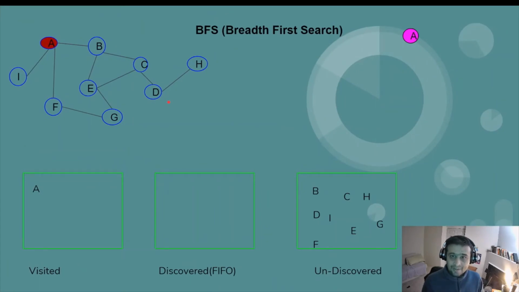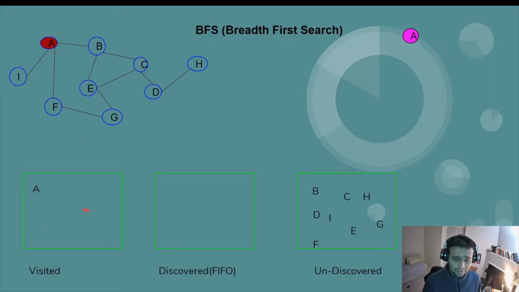So in this slide, we will see how BFS works practically. I have taken this example graph, and there are different vertices A, B, C, D, E, F, G, H, and I, and A is the beginning vertex or the start vertex.